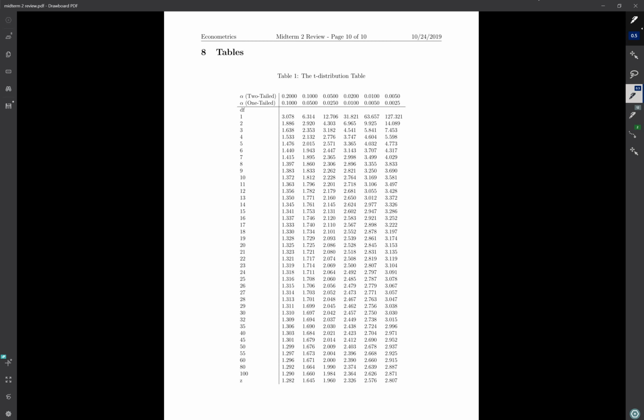So basically, we would just pick. First of all, am I doing a two-tailed test? Am I doing a one-tailed test? Based off of which one you do, you choose your alpha. So if I was doing an alpha of 5% and I was doing a two-tailed test, then I would want to use this column. And then I would look at degrees of freedom.